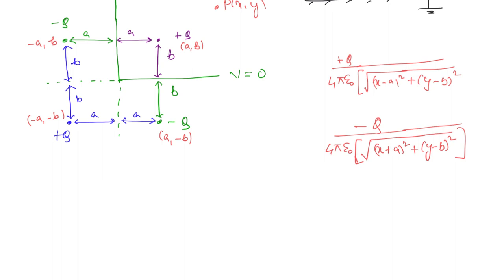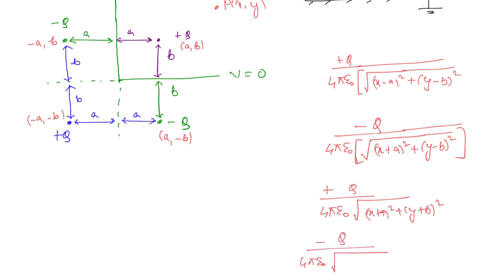Next you can find due to this plus q. So this will be plus q divided by 4 pi epsilon naught root over (x plus a) whole square plus (y plus b) whole square. And finally, due to this charge at a comma minus b, the potential is going to be minus q divided by 4 pi epsilon naught root over (x minus a) whole square plus (y plus b) whole square. Okay. So if you add all these terms, then you are going to get the potential at P, that is x comma y.